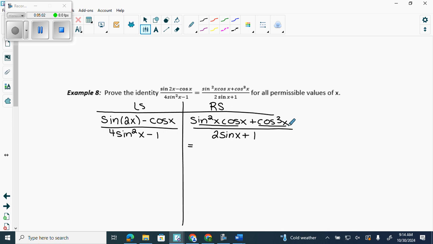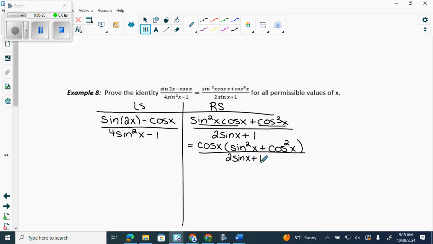What can I take out? Yeah, a cos. So if I take out a cos x, I'm left with sine squared x times cos x, take out a cos x is sine squared x. Plus cos cubed x, take out a cos x is cos squared x. Over 2 sine x plus 1.